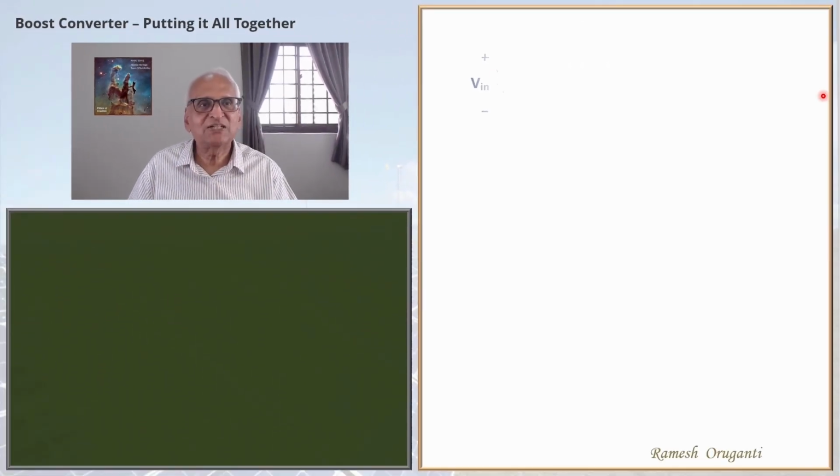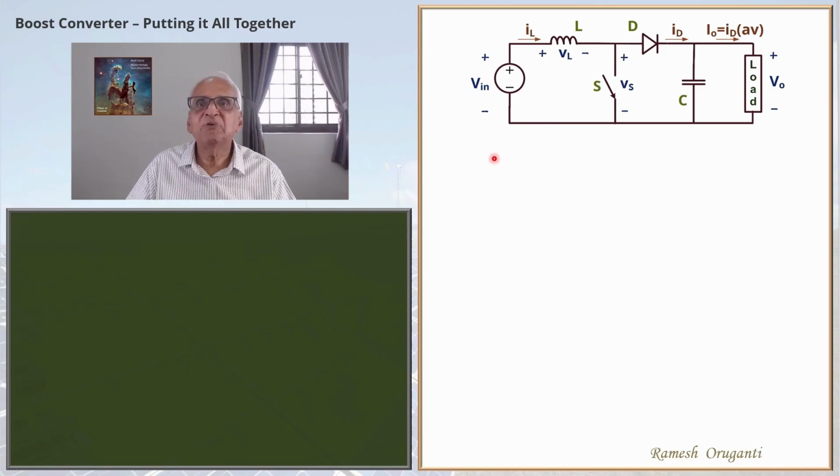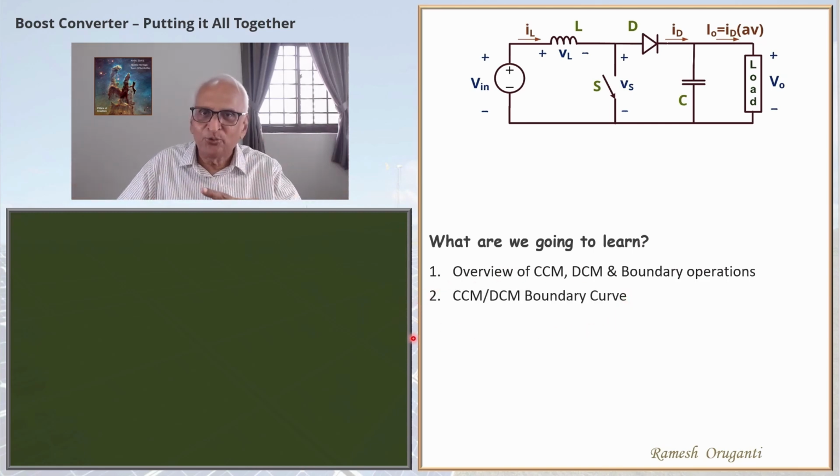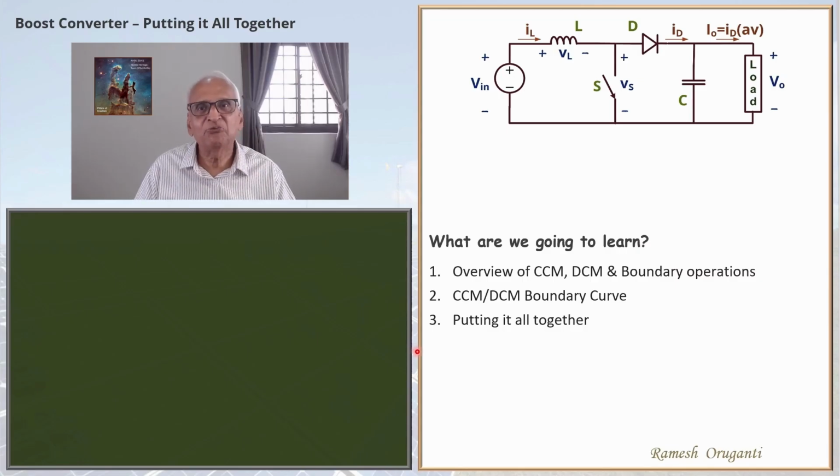Here is a boost converter. For the purposes of this video, we will assume ideal operation of the boost converter. What are we going to learn? First, we will go through an overview of the continuous conduction mode, discontinuous conduction mode, and boundary operation to set the stage. Then we will look at the CCM-DCM boundary curve and understand it in greater detail. Then we will put it all together in graphical form, the CCM, DCM, and the boundary, and discuss some important properties of the boost converter when viewed as a whole. Lastly, we will do an example based on inductor value selection.